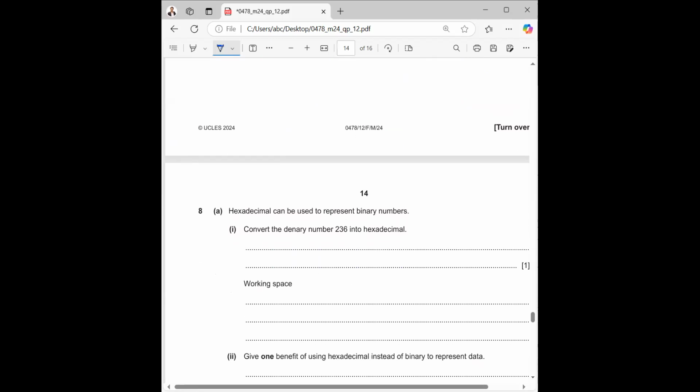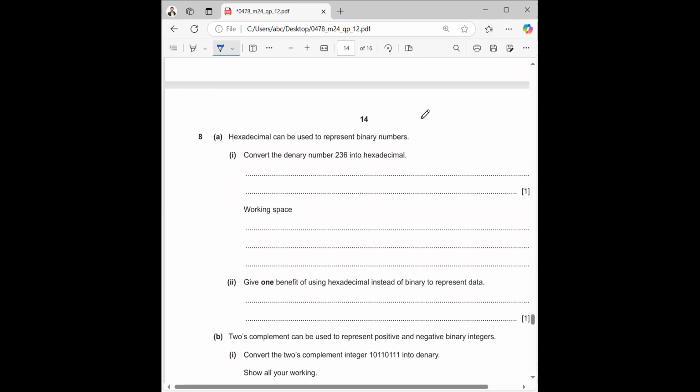Then I have the last question. The last question says that hexadecimal can be used to represent binary numbers. Convert the binary number 236 into hexadecimal. So I think you can do that. I'm just writing the answer here. It's an EC. You need to show your working here to get the full marks.